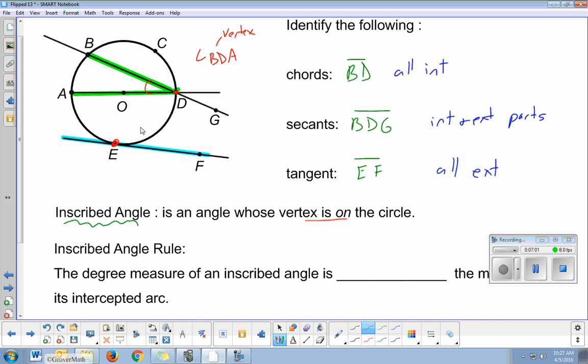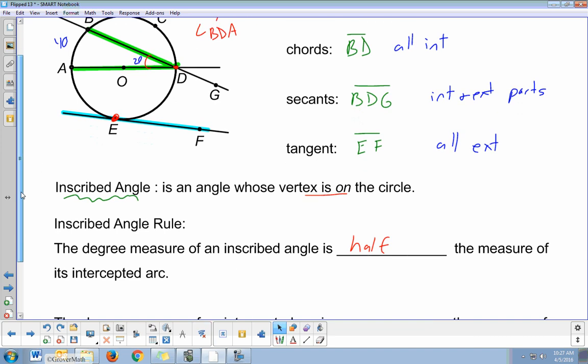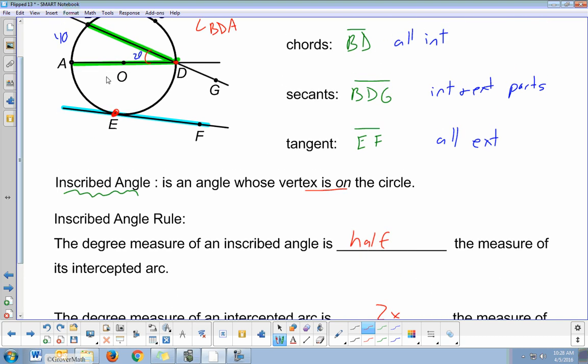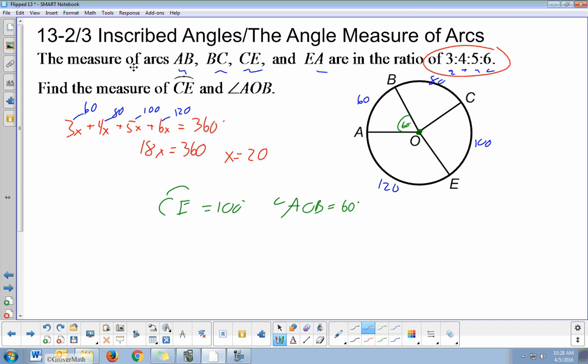And the rule for an inscribed angle is that the degree measure of an inscribed angle is half the measure of the intercepted arc. So for example, if this arc was 40, this angle in here would be 20. It's very simple. We could also go the other way. We could say the degree measure of the arc is double, or 2 times, the measure of the inscribed angle. Like we're saying 20 is half of 40, well 40 is double 20, so it goes both ways. But the inscribed angle is half the arc is really the best way. Whereas a central angle, like we saw yesterday, equals the arc.